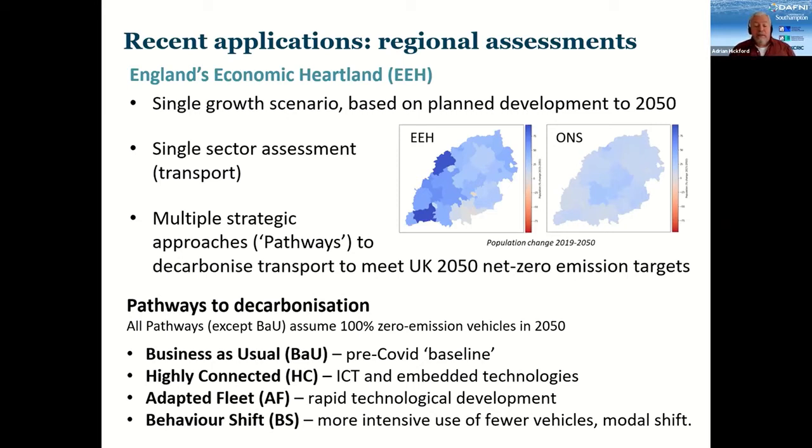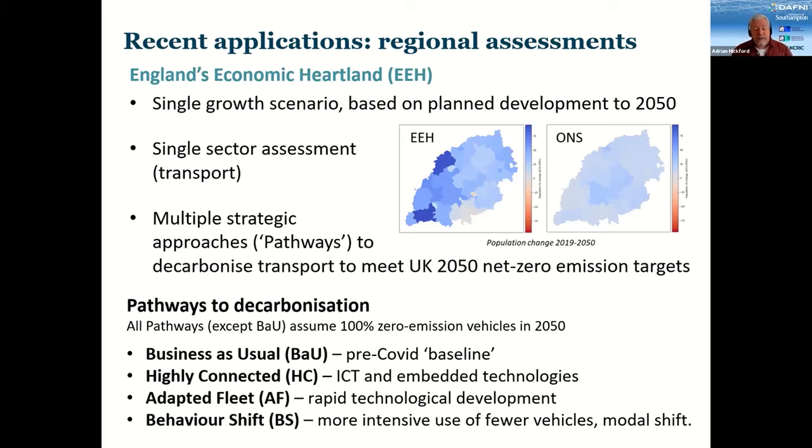So for instance, in the behaviour shift pathway, we introduce a road pricing measure in all the major built-up areas to discourage road travel, which acts as a proxy for behaviour change. For the adapted fleet pathway, we can change the rate at which electric and autonomous vehicles are introduced to the fleet, so it's more rapid than the other pathways. And you can see how pulling these different levers can give us different results for each of the pathways.